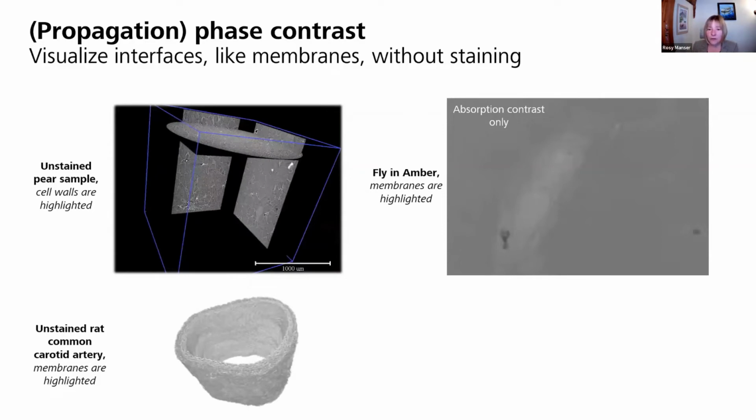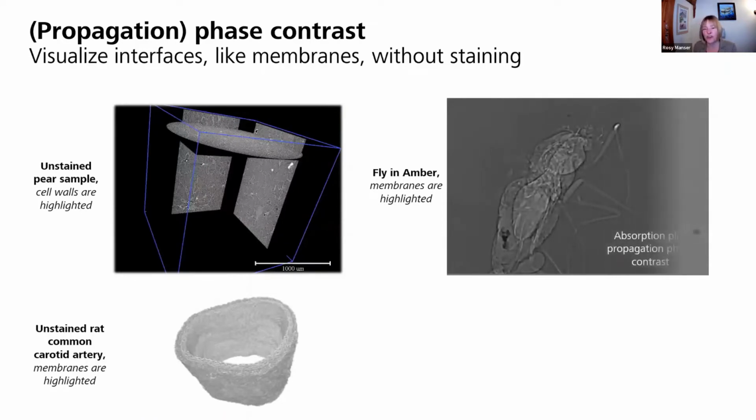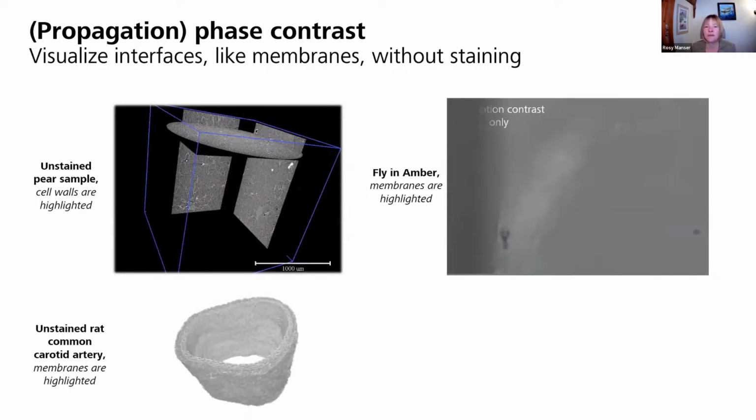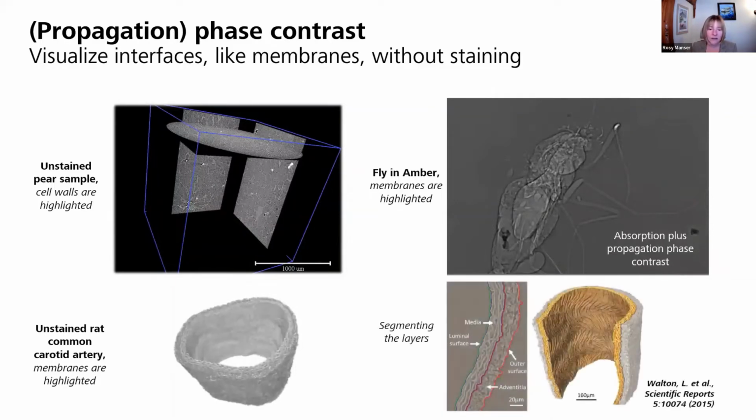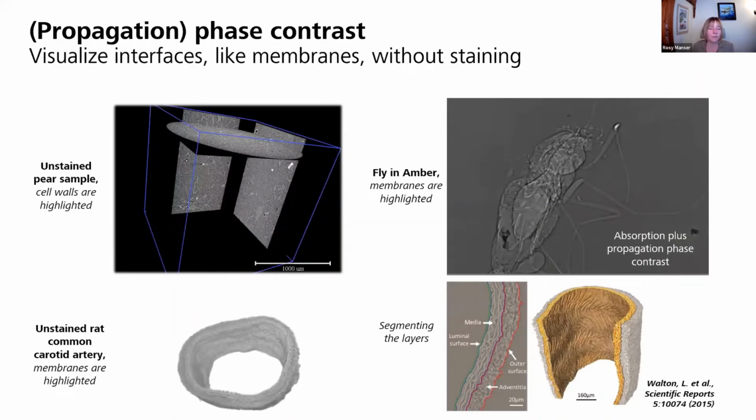Equally, the image on the right-hand side here, so the absorption contrast, again, this is another example of a fly in amber. With absorption contrast only, you can't really see much of the specimen, but as soon as you look at absorption contrast with the propagation phase contrast, it really makes that specimen pop, and you can see those interfaces beautifully well.